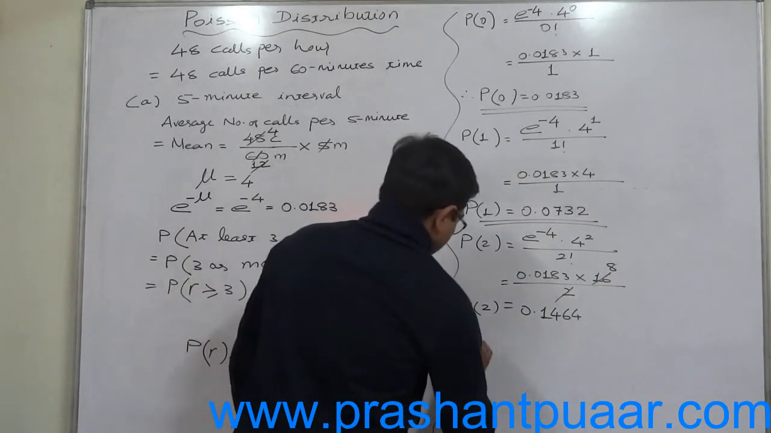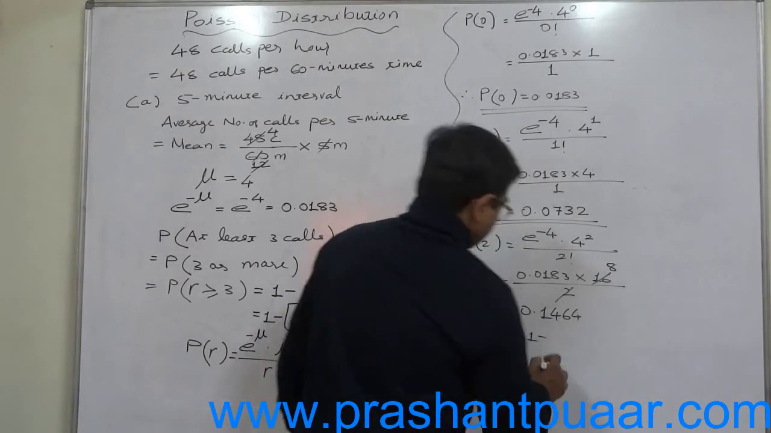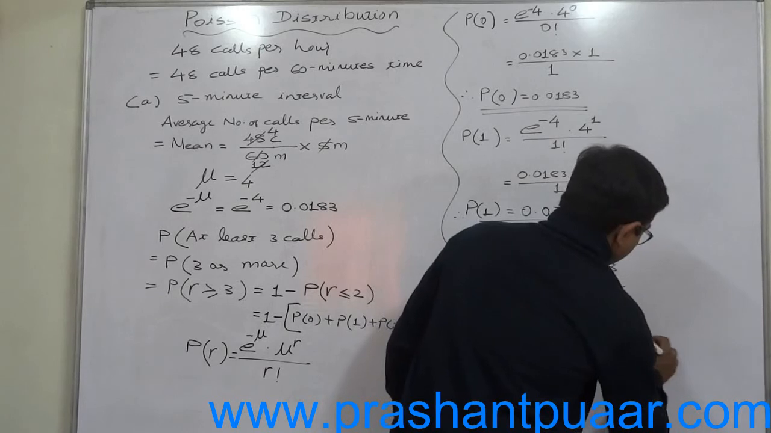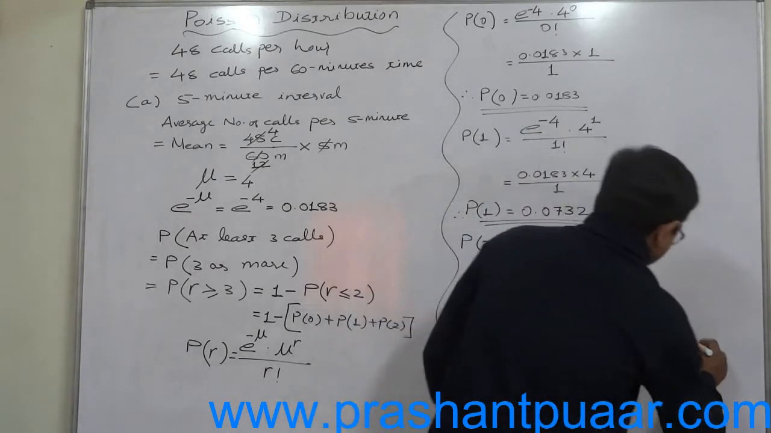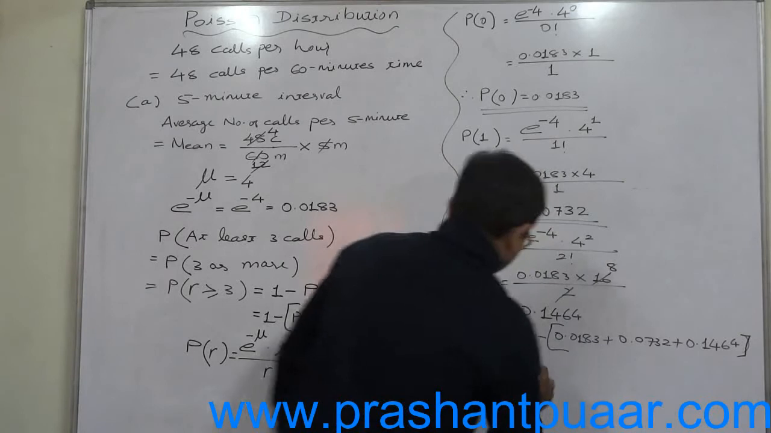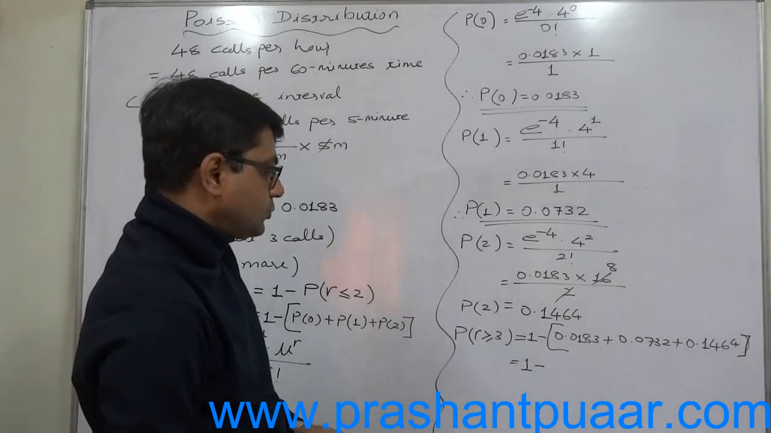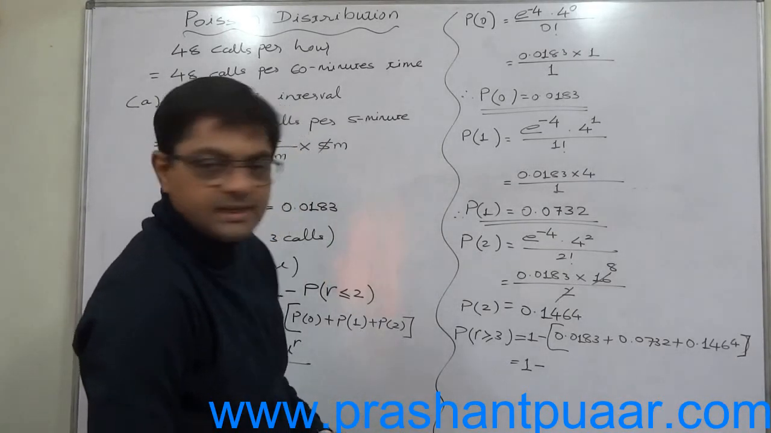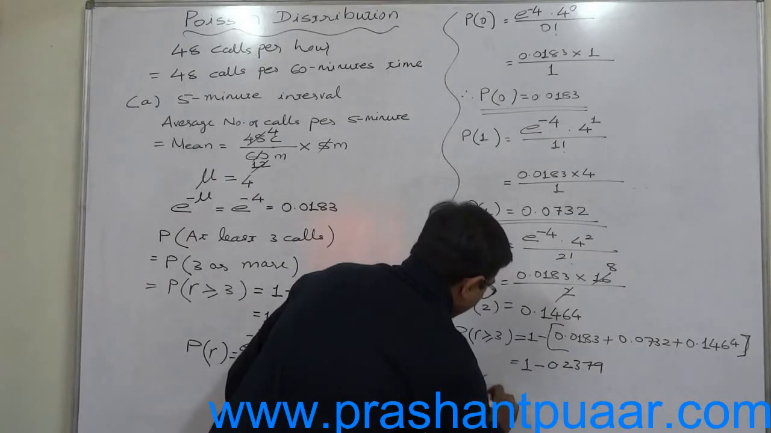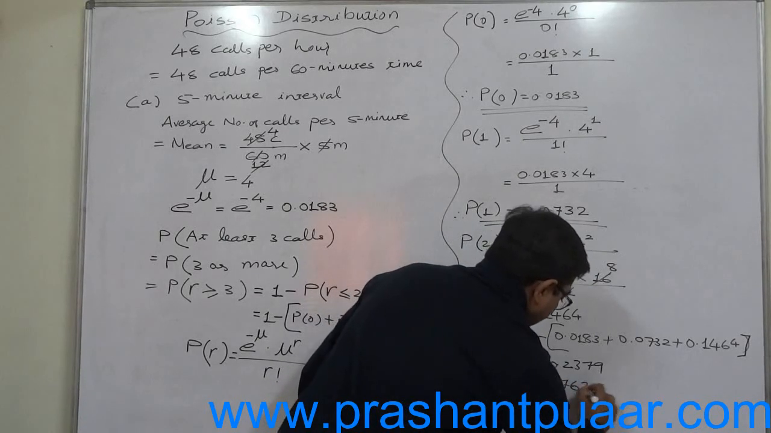Now we can find the final answer. Probability of at least 3 equals 1 minus P of 0 means 0.0183, plus P of 1 means 0.0732, plus P of 2 means 0.1464. That means 1 minus the summation of these 3, which comes to 0.2379. Yes, 1 minus 0.2379. That means probability of at least 3 comes to 0.7621. Is it? Yes.